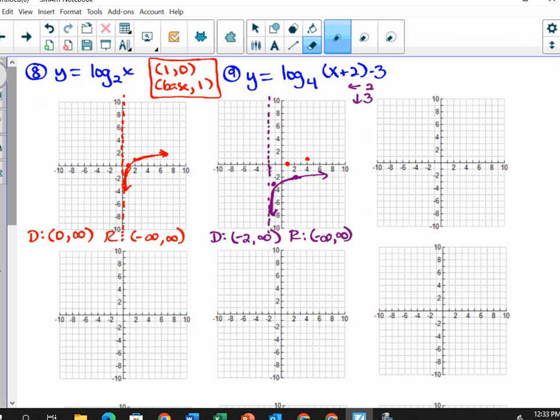Those are the initial points I started with. And then I did the transformation to those dots. Every time you're graphing logs, you're going to start with 1, 0 and base, 1 as your 2 points.